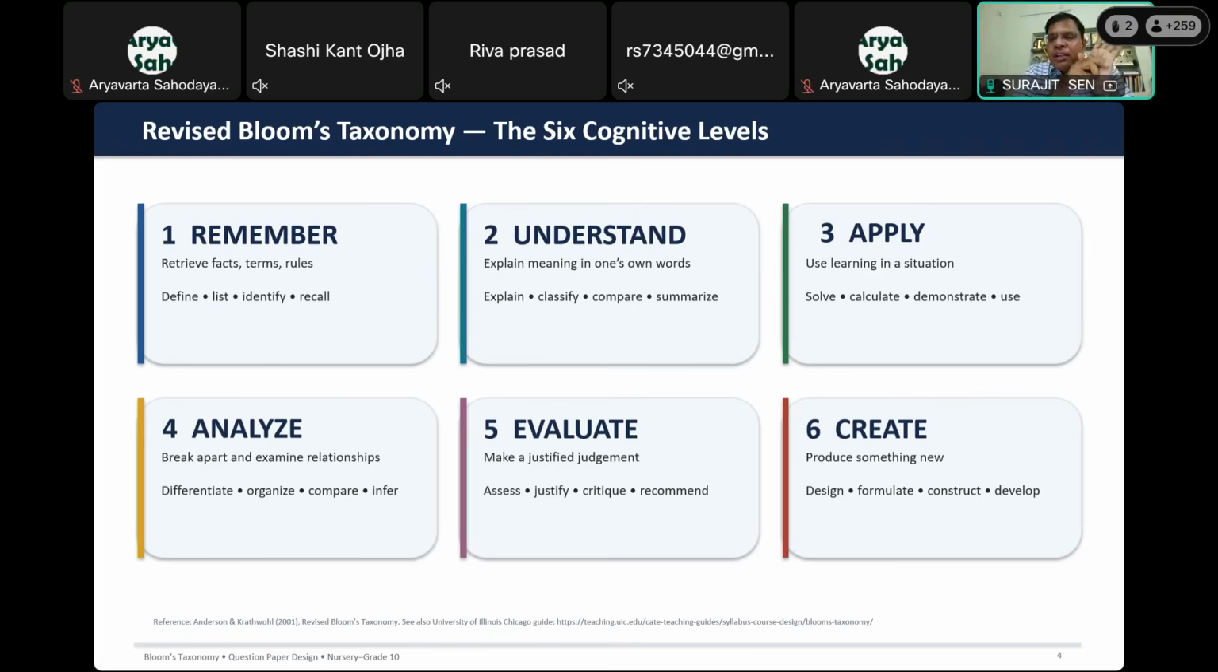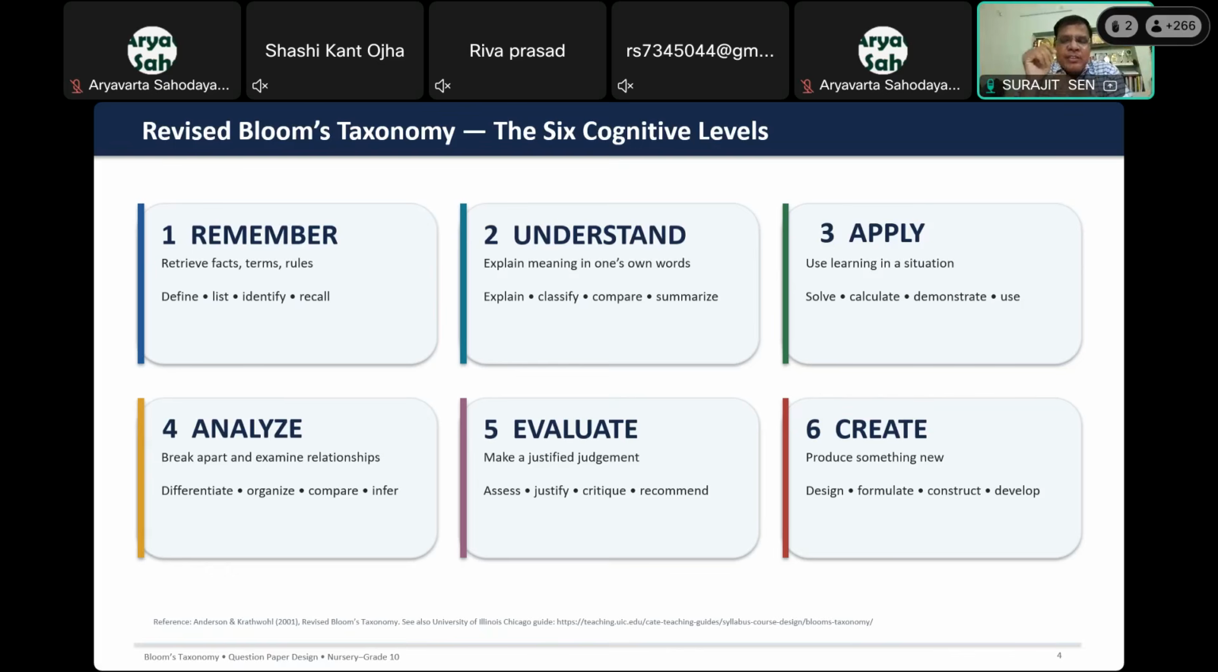Then, of course, application: use learning in a situation. Use learning in a situation means whatever the children are learning, they will try to use it. They will try to solve, calculate or demonstrate their ideas, which means whatever they have been taught, they will try to apply. Then analyze: break apart and examine the relationships. Make them into small parts, rejoin them, organize them in a particular way. Try to compare, because comparison gives a deeper understanding of the learning.